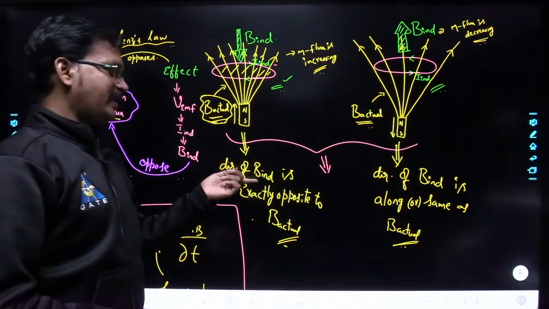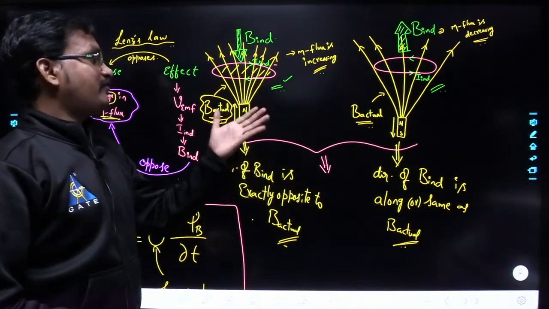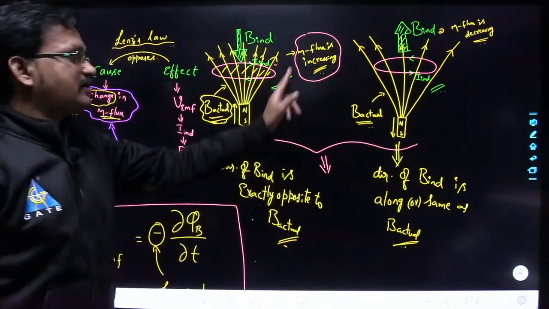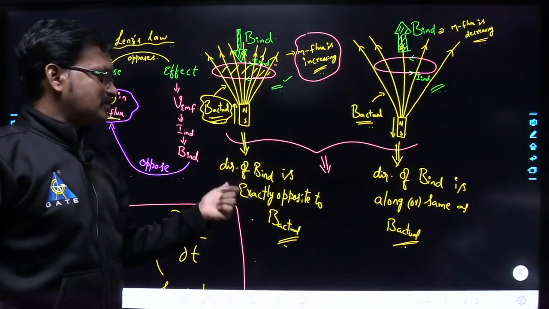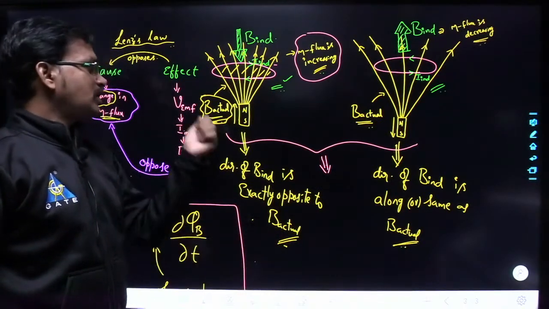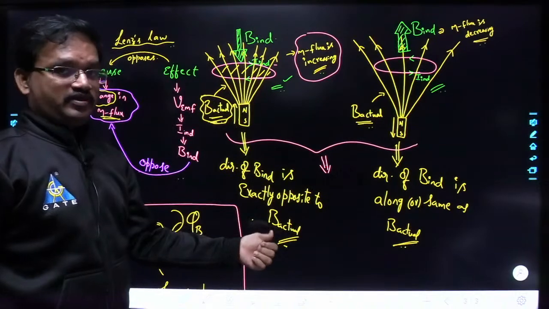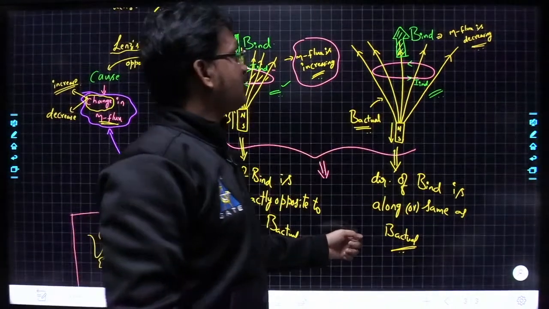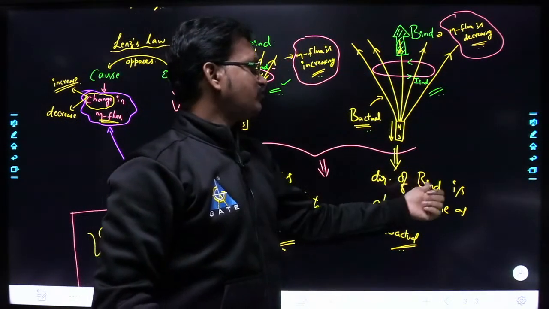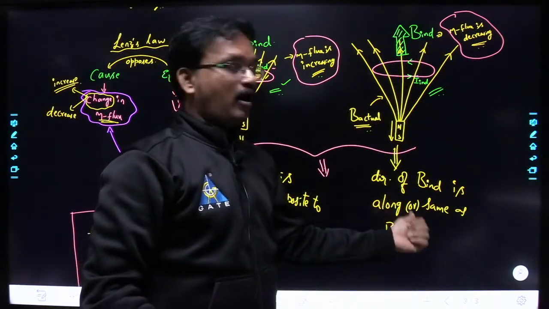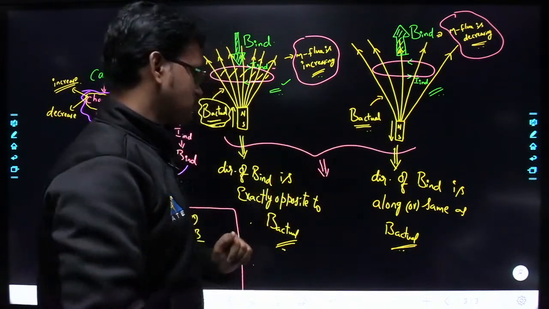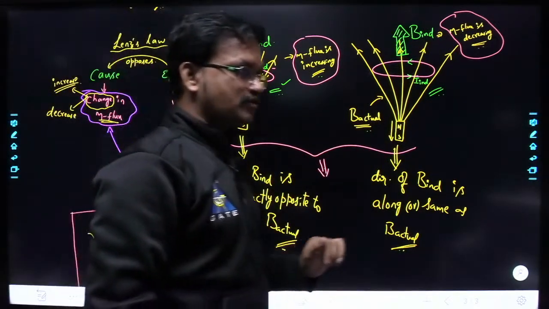So whenever the magnetic flux is increasing, in that case the direction of induced magnetic field is exactly opposite to what? Exactly opposite to the direction of the actual B field. Understood? And whenever the magnetic flux is decreasing, in this case the direction of induced magnetic field is along or same as what? Same as B actual. I am talking about directions here. Remember that. Understood? Okay. So these are the conclusions we can make.